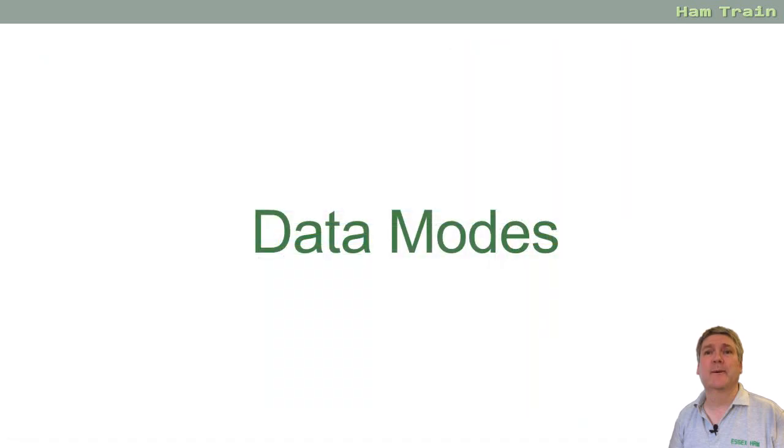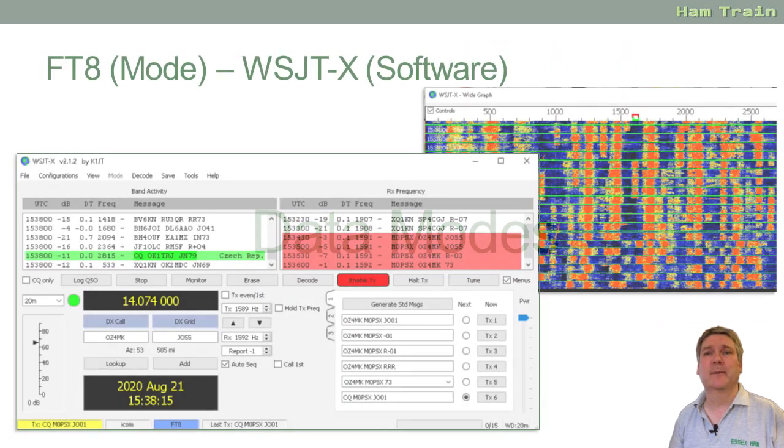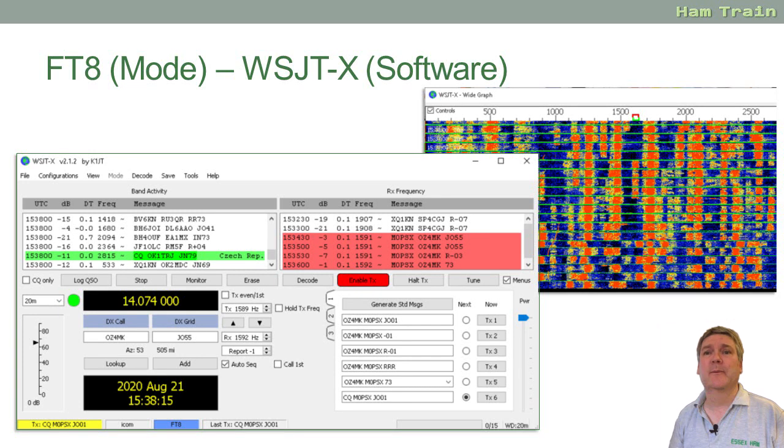A very brief look now at data modes. At the time of recording, the favourite data mode is FT8, and for that you use software called WSJT-X. On the screen here you can see me in contact with a station in Denmark. For this particular contact I was on the 20 metre band, on a frequency of 14.074 MHz. The waterfall you can see here shows that there's numerous different contacts going on all on the same frequency.